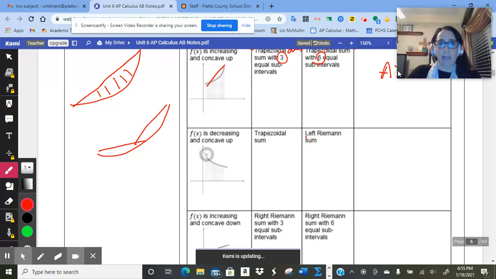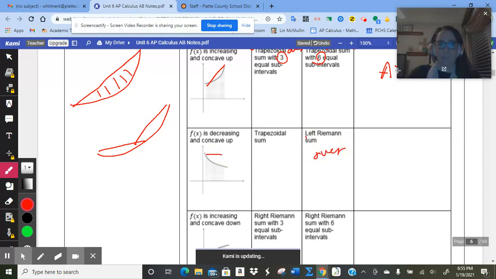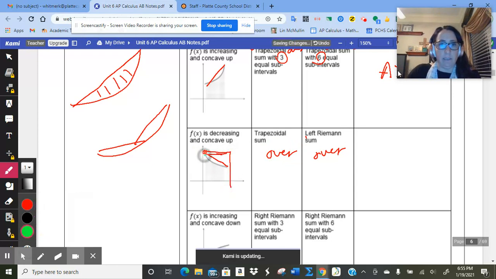Decreasing from the left is an over. Concave up, ooh, that's also an over. But which one has the bigger over? Here is from the left, and here is the trapezoidal. And I can see the left definitely over approximates way more than the trapezoidal. So B is greater than A.